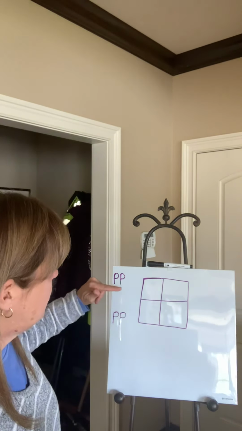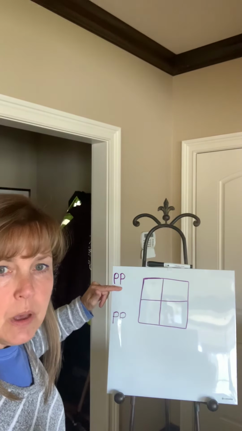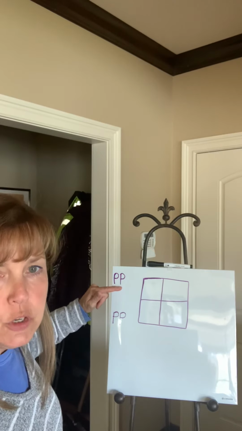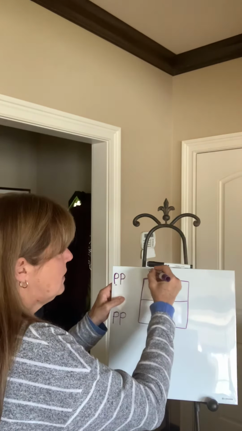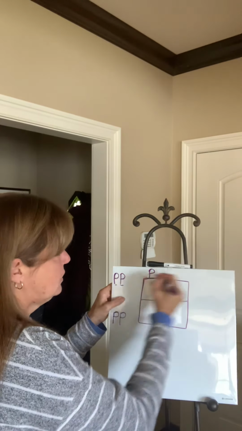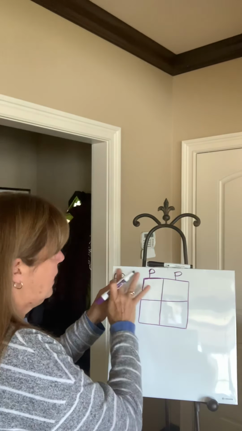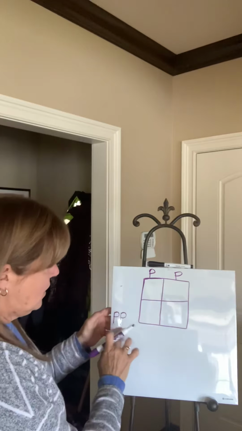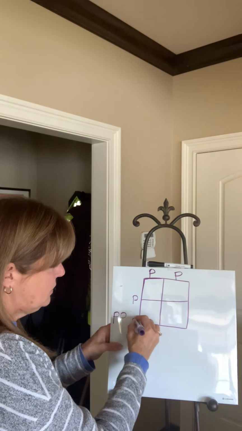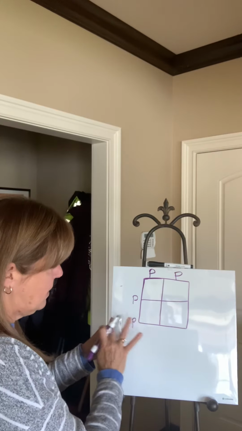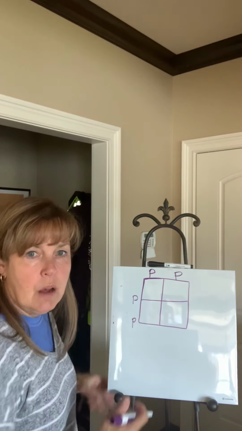So we're going to put this first genotype up across the top 2 boxes of our window pane. So we're going to put this capital P here, this capital P here. Now they're done. Then the other 2 we're going to put down the side. Since they're lowercase, I like to put them where they're sitting down on the bottom of the box.